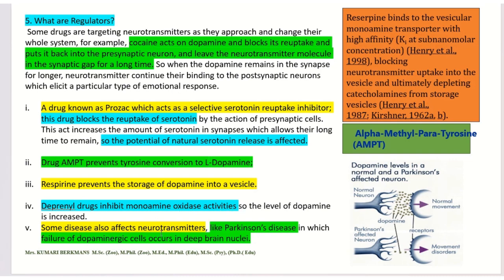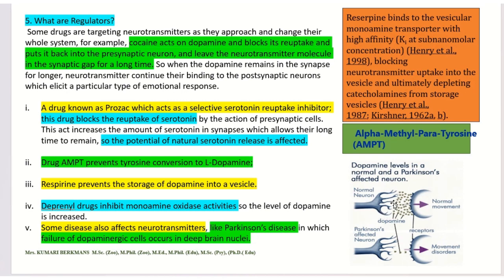Some diseases also affect the neurotransmitters, like Parkinson's disease, in which failure of dopaminergic cells occurs in deep brain nuclei. So this point is also very important. Make a note of it. What is that, in the sense? The neurotransmitters will be affected in a disease like Parkinson's disease. Here, the failure of dopaminergic cells occurs in deep brain nuclei. You can see here, this is a normal neuron.